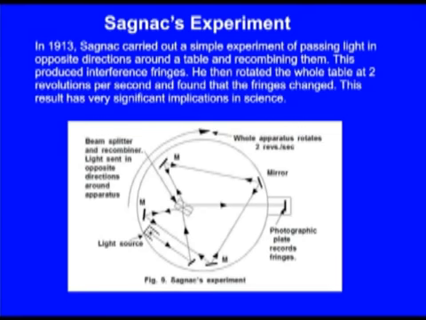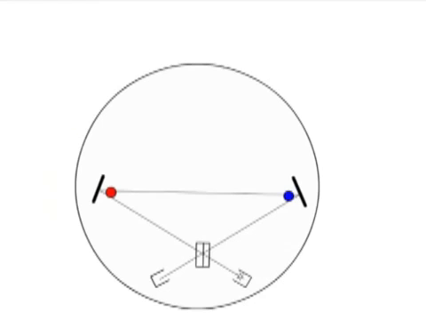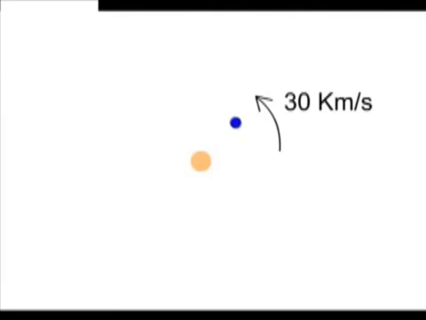In 1913, Sagnac carried out a simple experiment of passing light in opposite directions around a table and recombining them. And they go round the circuit and are recombined at the splitter and recombining prism so that they again produce the fringes on the photographic plate. Now let us rotate the table.